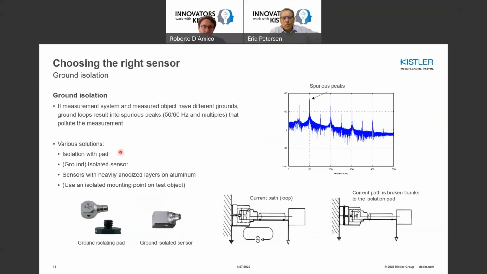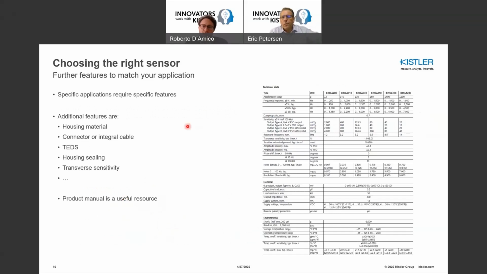And here the shortcut is basically to consider an isolating pad, a sensor with embedded ground isolation, so with integral ground isolation, sensors which have particular materials like anodized aluminum on top of it, or possibly I would consider mounting the sensor in a region of the object where you already are sure that ground loops will not take place, like with isolating material, for example. So having said that, I would say that we went through the key parameters, so the key features that allow you to make most of your choice.